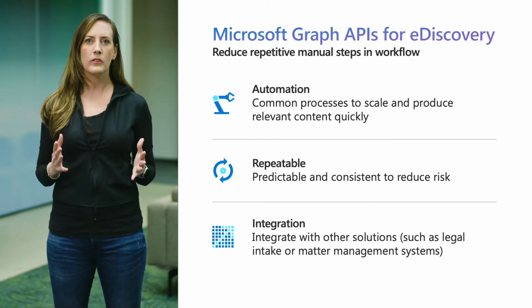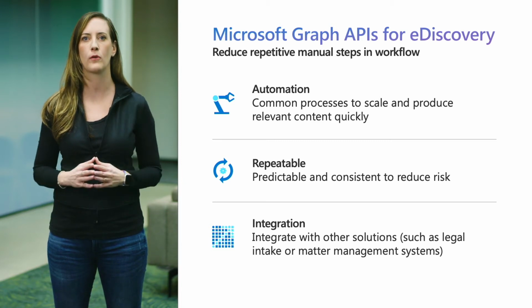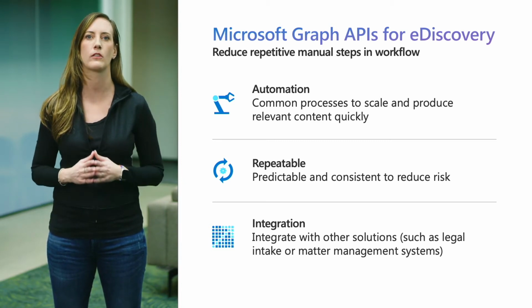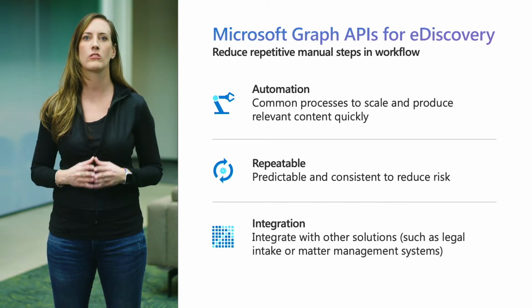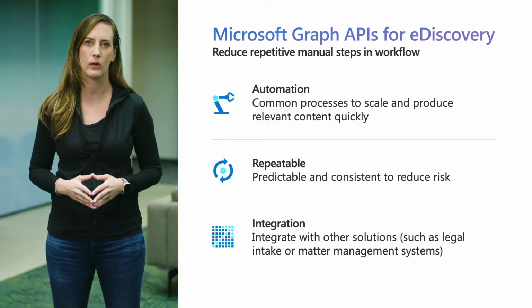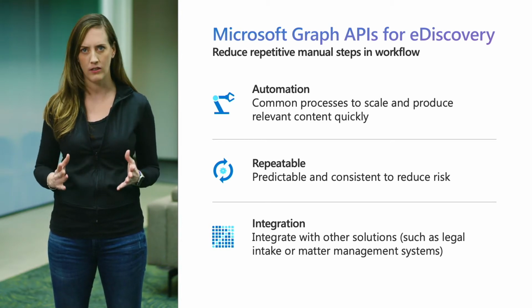If a customer regularly has high volume of internal investigations, the admin does not need to go through the UX over and over again to create and manage cases and other entities. Automation ensures scale and produces relevant content quickly. Automation creates a repeatable, predictable, consistent process to reduce potential human error.